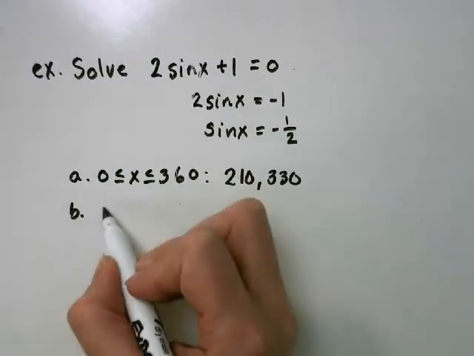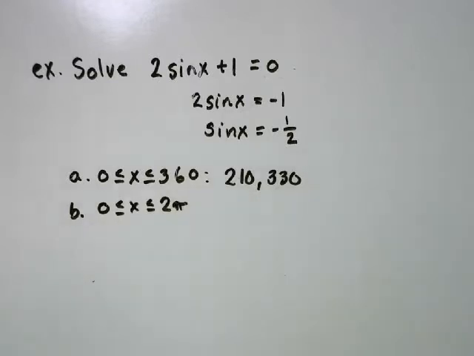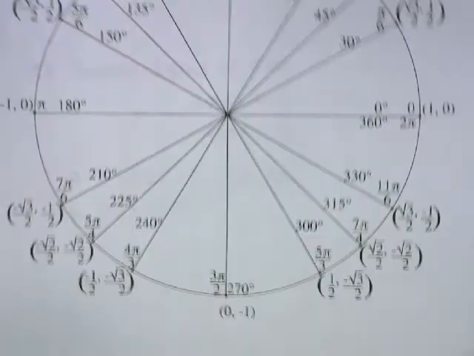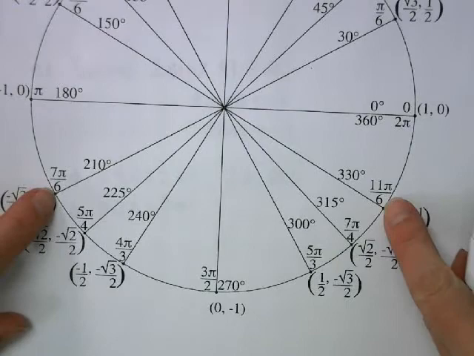Okay, if I asked from 0 to 2 pi, it's still those same two locations, but we want the radians, so 7 pi over 6 and 11 pi over 6.